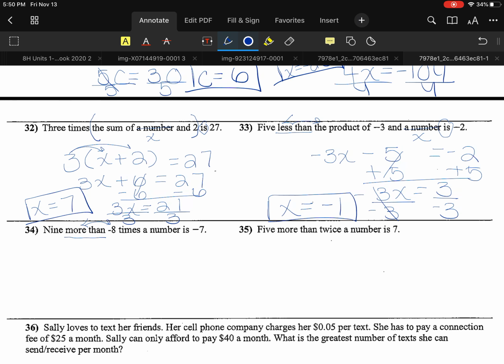Number 34, 9 more than is a switch word. Negative 8 times a number. So 9 more than negative 8 times a number, so it's negative 8x.